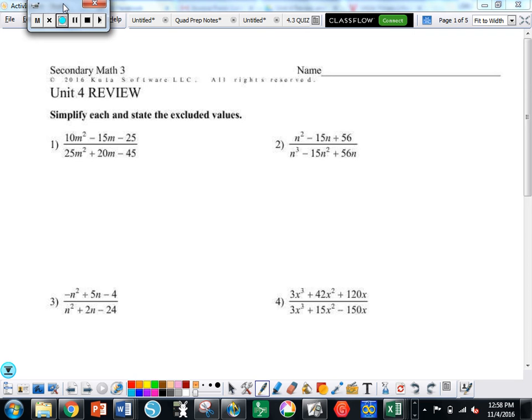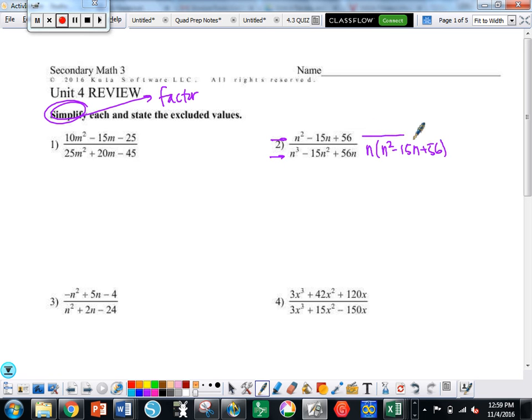Simplify each and state the excluded values. If I'm going to simplify, I have to write it in factored form. So for number 2, I noticed one thing. I noticed that the top and the bottom are almost identical. The difference is that the bottom has an extra n. So if I factor an n out, we are left with n squared minus 15n plus 56. Now I also notice that that is what is on top.